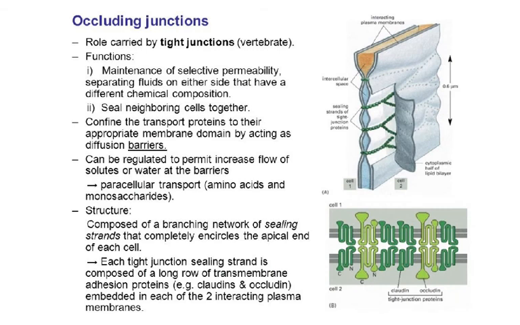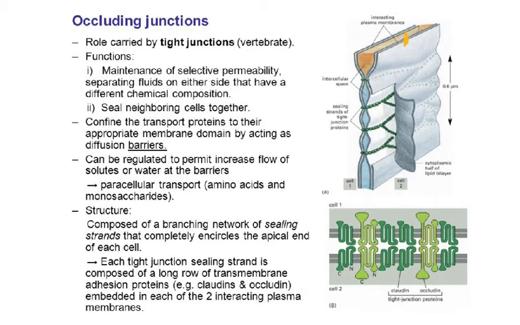Now, if you look at the tight junctions, what are they? This is a tight junction, this is a tight junction, this is a tight junction. The tight junctions are actually holding the two cell membranes very closely together. They maintain the selective permeability, separating fluids on either side that have a different chemical composition. They seal the neighboring cells together and confine the transport proteins to their appropriate membrane.